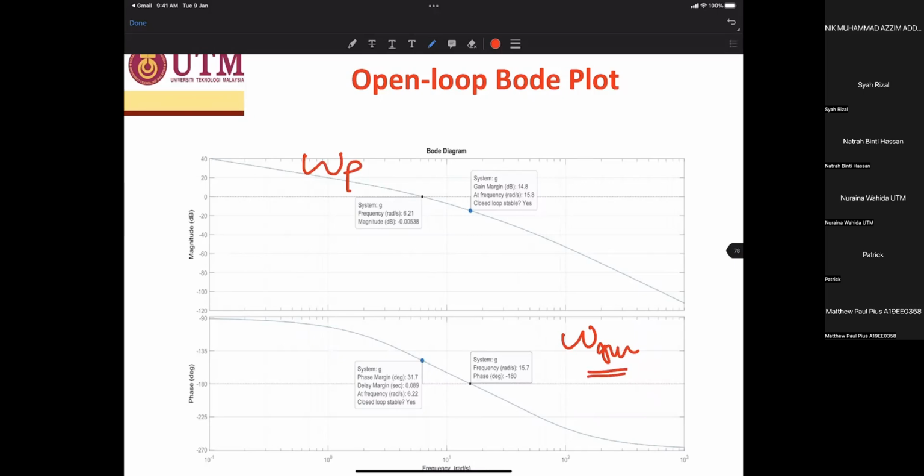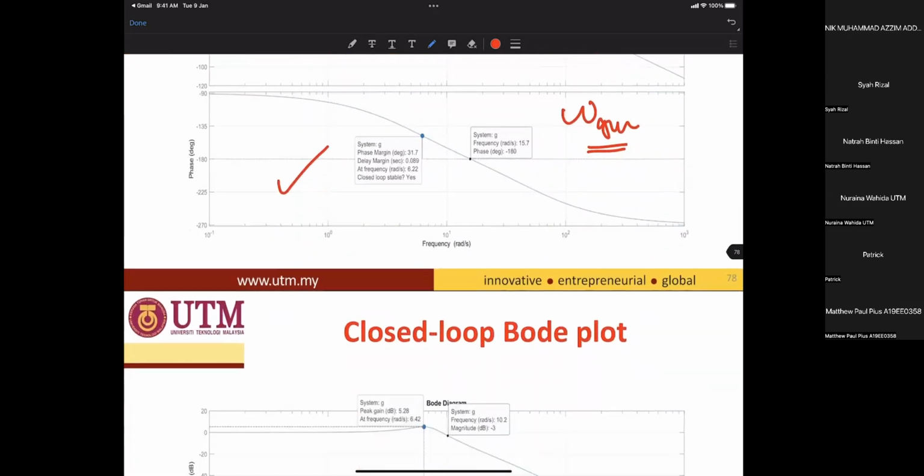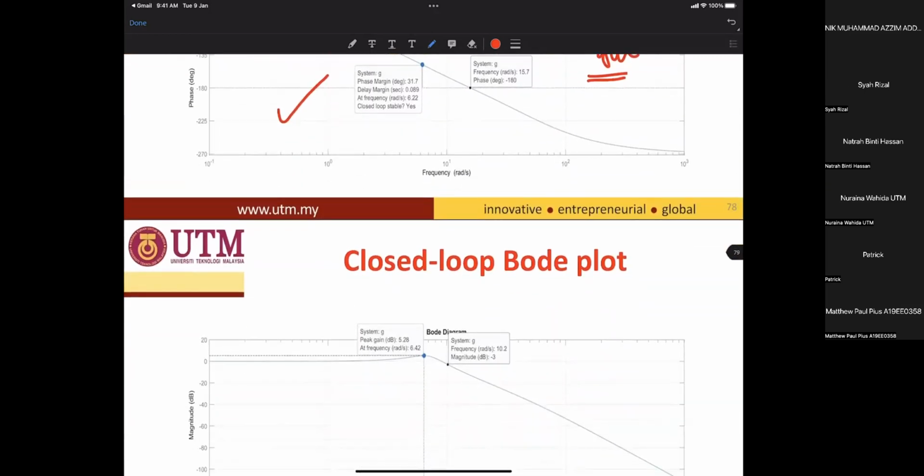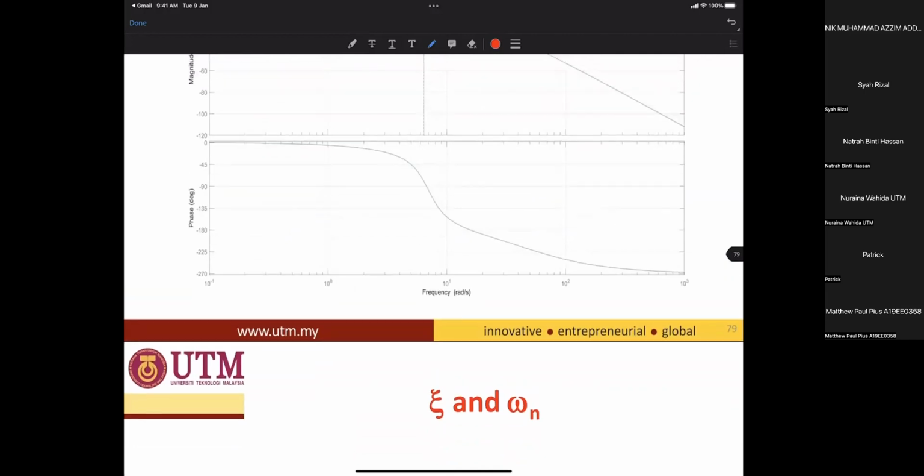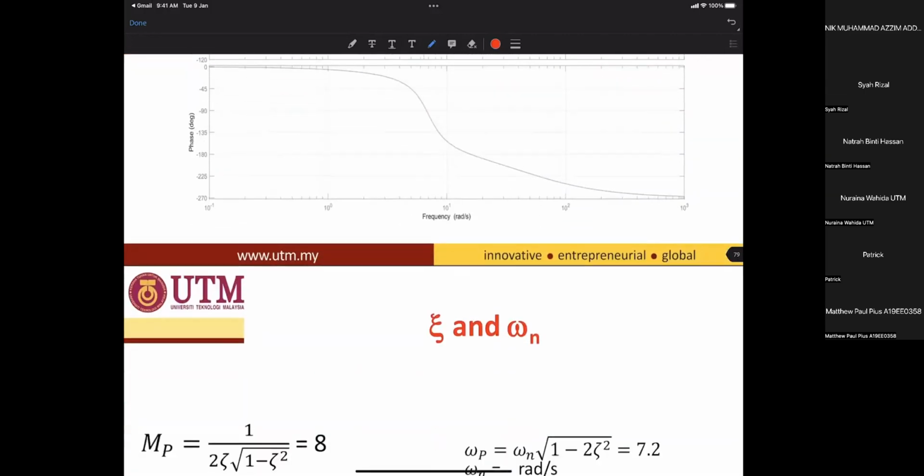Omega GM I get when I put the phase graph at -180. Omega PM, the phase margin, is when the magnitude equals 0 dB, when the magnitude cuts the 0 decibel point. Then from here we get gain margin 14.8 and phase margin 31.7. Both are positive, so the system is stable, and then the magnitude peak is shown here.